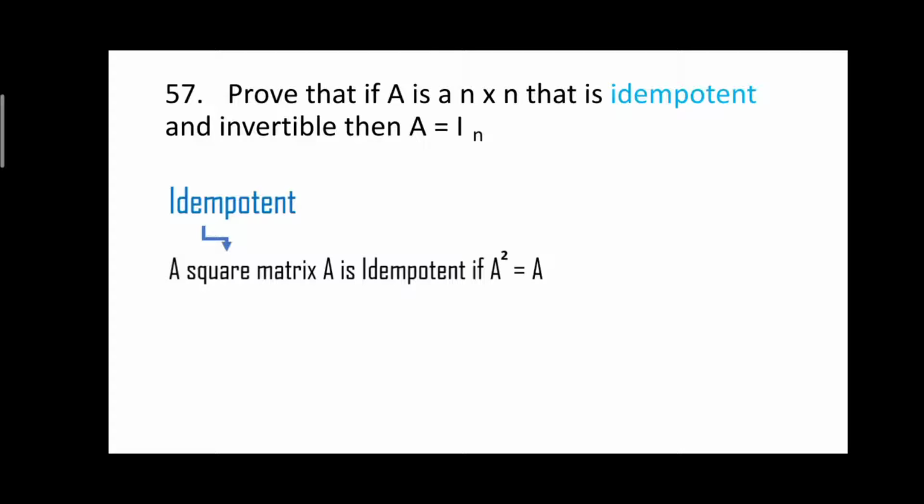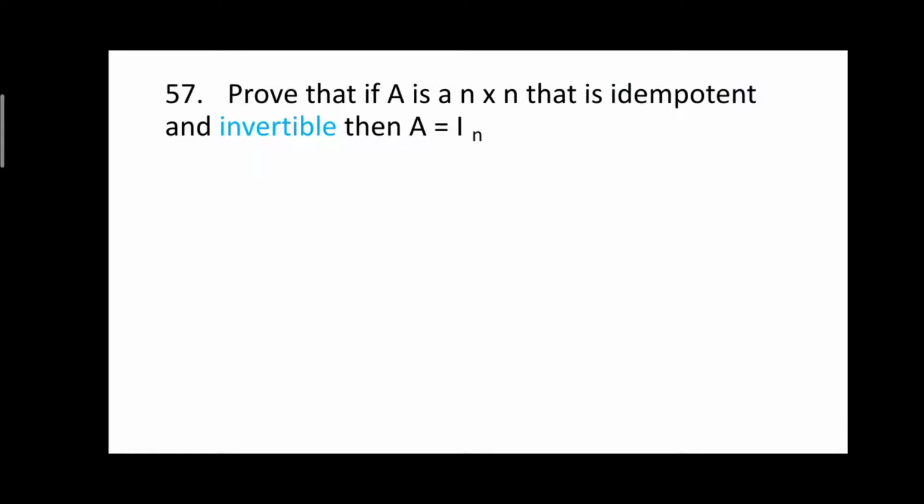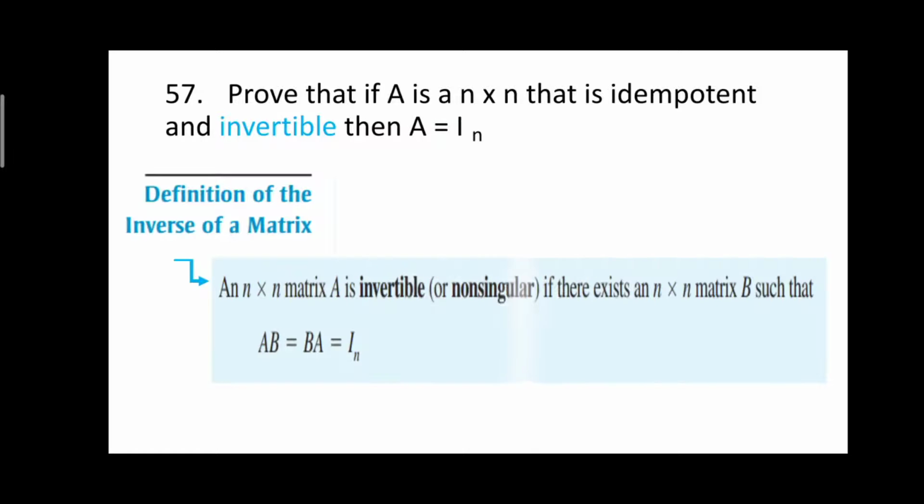Idempotent: a square matrix A is idempotent if A squared is equal to A, or the idempotent of matrix A is equal to A. Next, we need to define invertible. Definition of the inverse matrix: an n by n matrix A is invertible or non-singular if there exists an n by n matrix B such that A multiplied by B is equal to B multiplied by A is equal to the identity of order n.